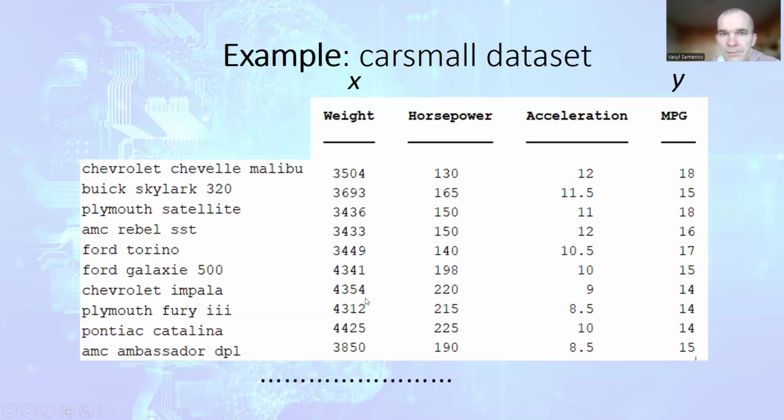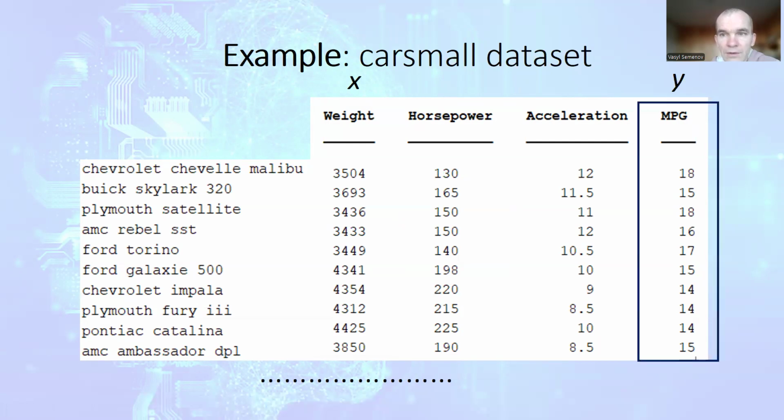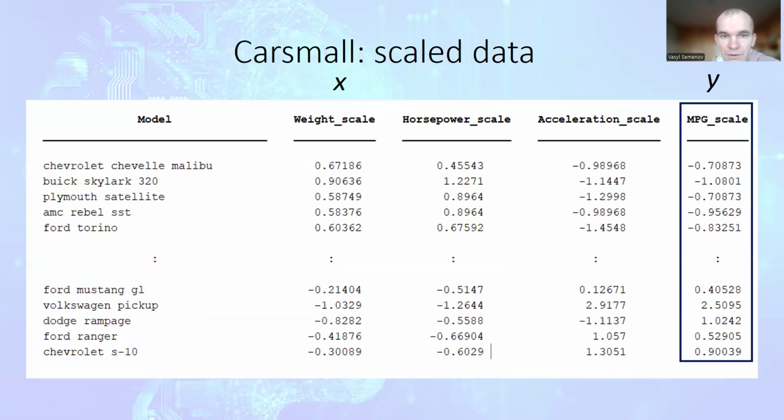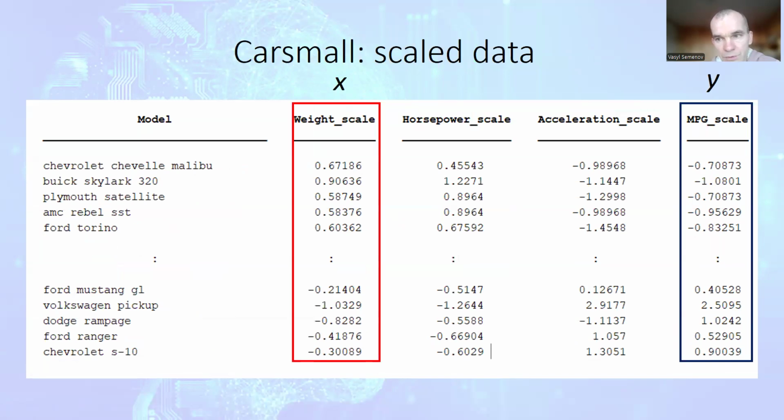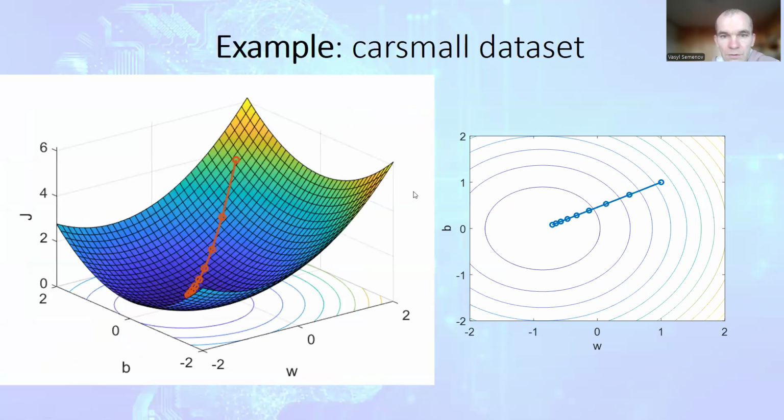So if we come again to our small car dataset, which we considered in the previous video, of course, to implement gradient descent, this data, both Y and X, miles per gallon and weight of the car, should be scaled, so that gradient descent can be efficiently implemented. In these plots, we can see how the gradient descent moves in the direction of the minimum, and in fact, the global minimum is reached at every iteration.